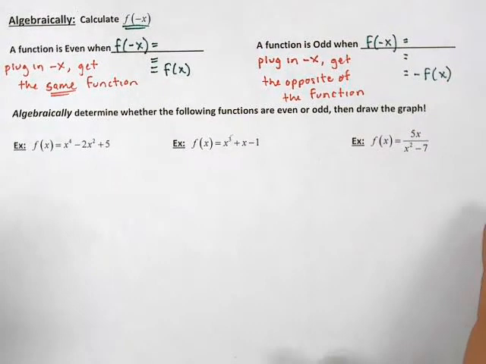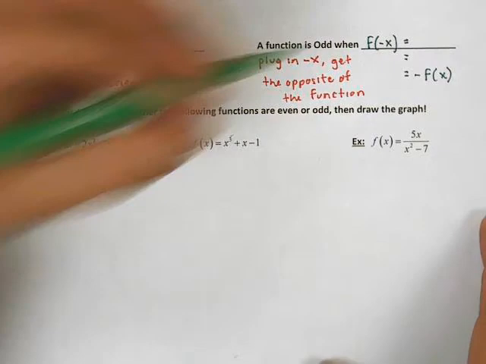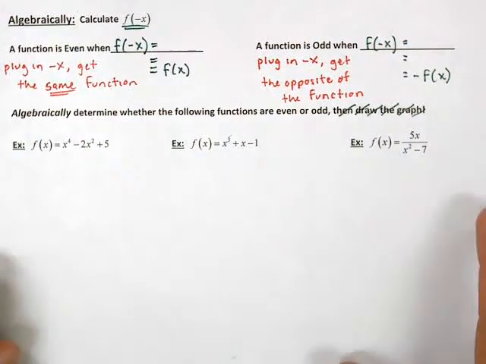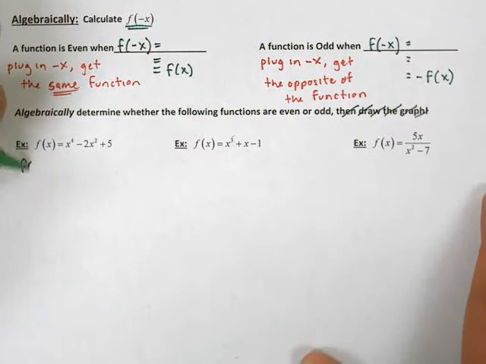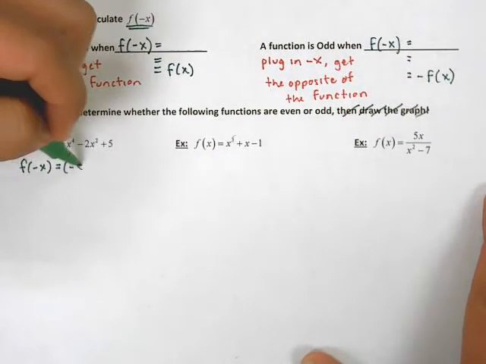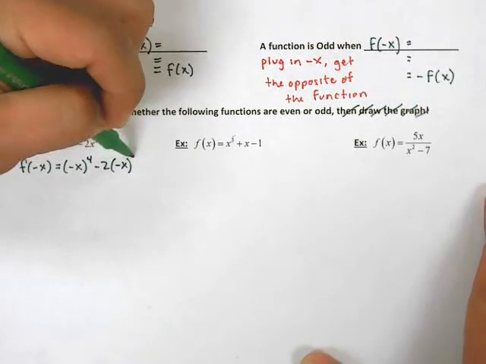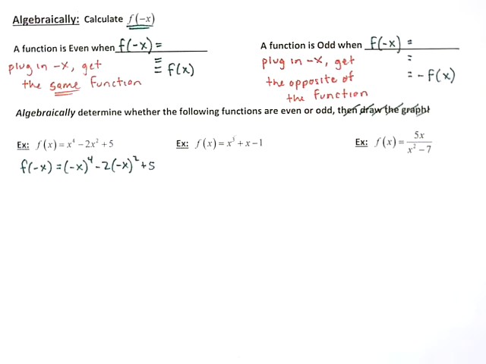So we want to determine whether the following functions are even or odd. I'm not going to draw these graphs right now. We're not going to worry about that. But I do want to determine if they're even or odd. So again, for all of these, the test is to plug in negative x. So I'm going to take negative x as my input, and I'm just going to plug it in. First step, rewrite the function with negative x inputted. Okay. Now we can go to work.